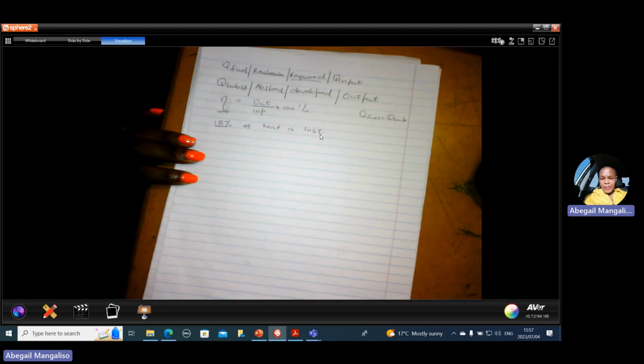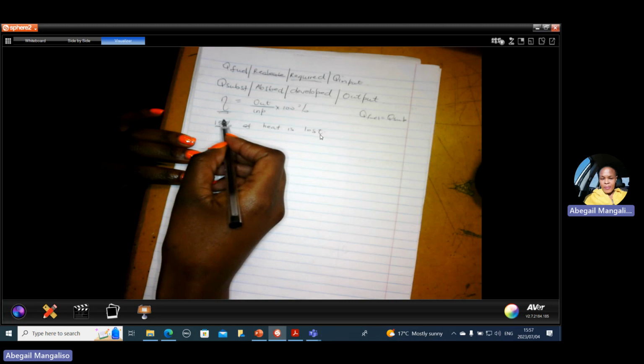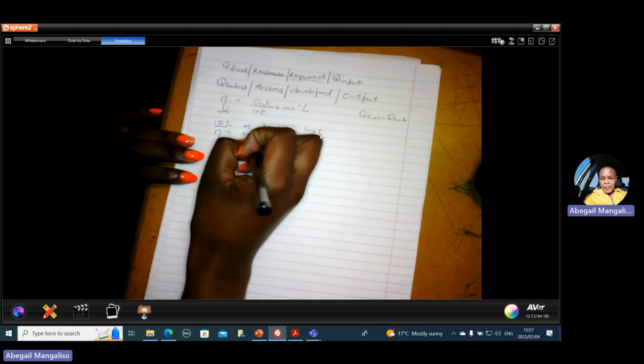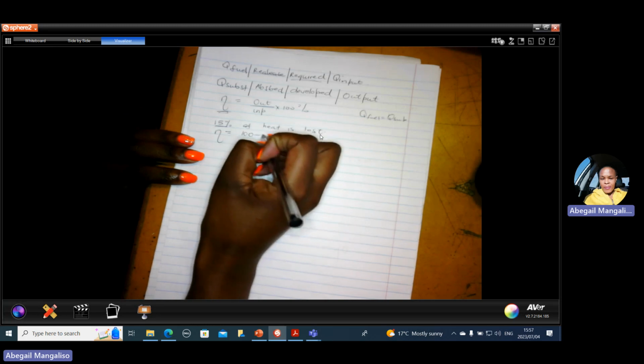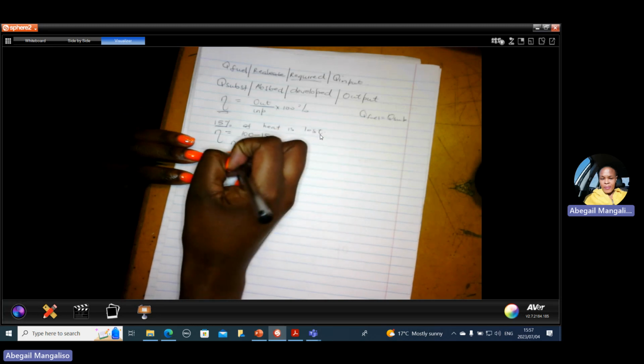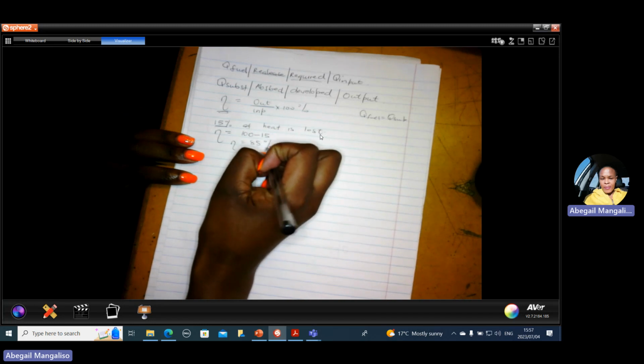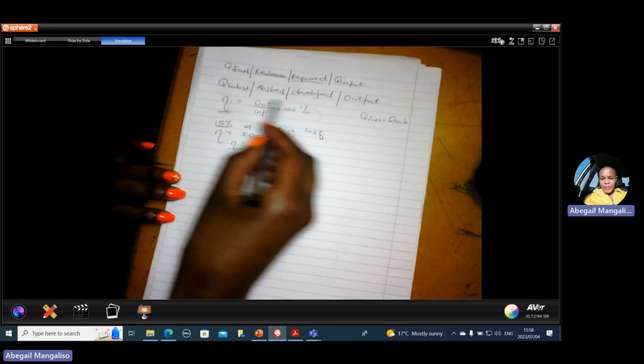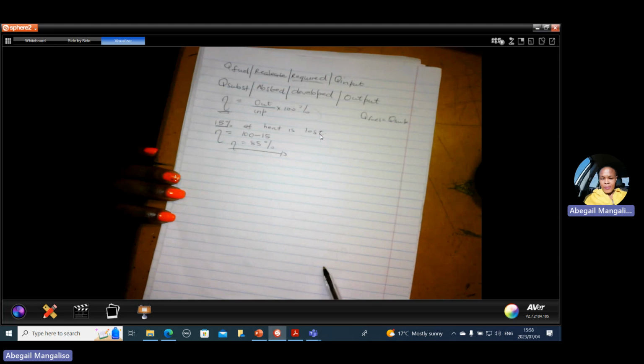It means it is 100%. 100% of what is lost is gained. But when there are losses, say 15% is lost, you calculate efficiency as 100 minus 15, and you get your efficiency as 85%. So when you are given the percentage lost, use that percentage lost to get the efficiency. Then you're going to use that efficiency in this formula.